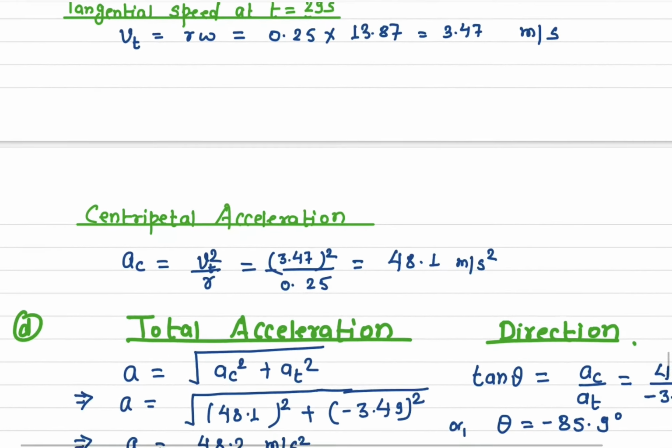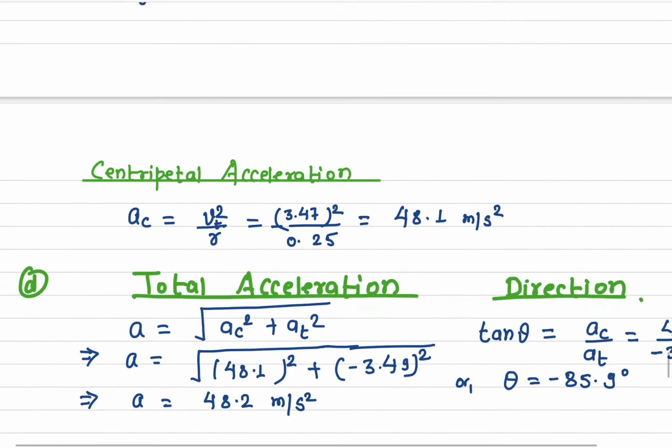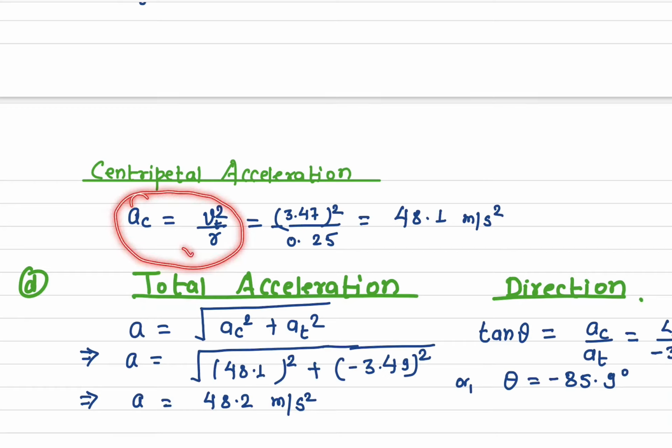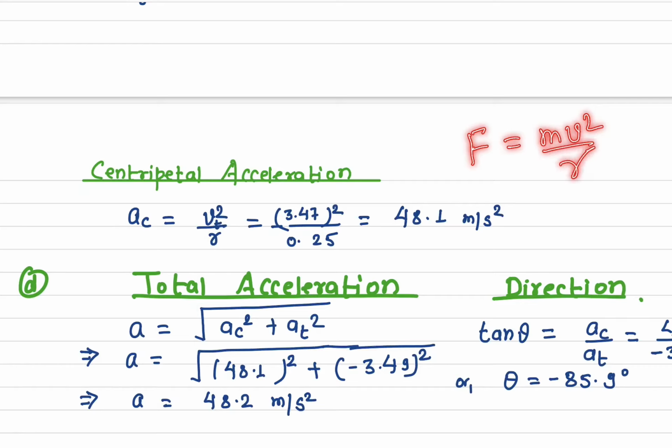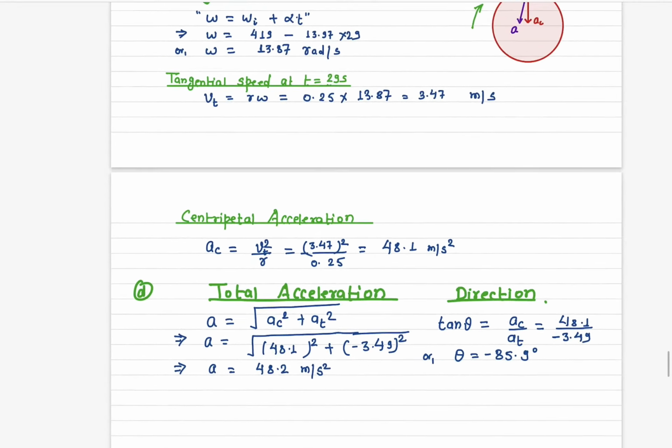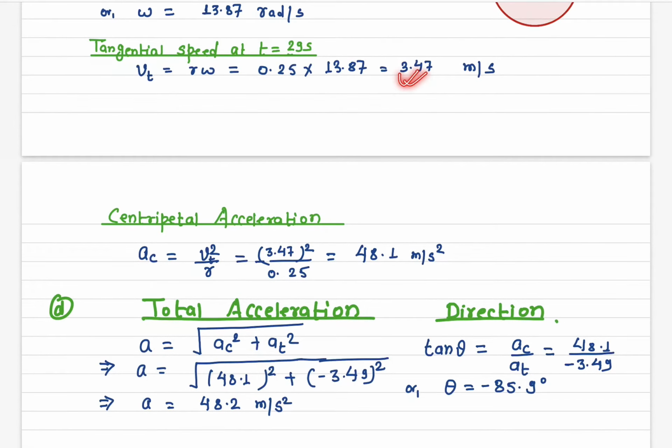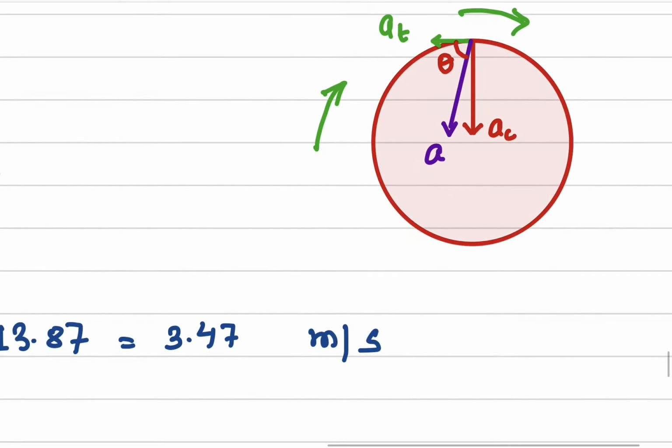The formula for calculating the centripetal acceleration is vt squared over r, where vt is the tangential velocity. Or you might have studied centripetal force, which is mv squared over r. So this is the acceleration, v squared over r. Using the tangential speed we just calculated, 3.47, and the radius 0.25, that gives you 48.1. That's the centripetal acceleration. The direction is appropriately shown here. This is the centripetal acceleration, and this is the tangential acceleration. So the net acceleration is at some other angle.